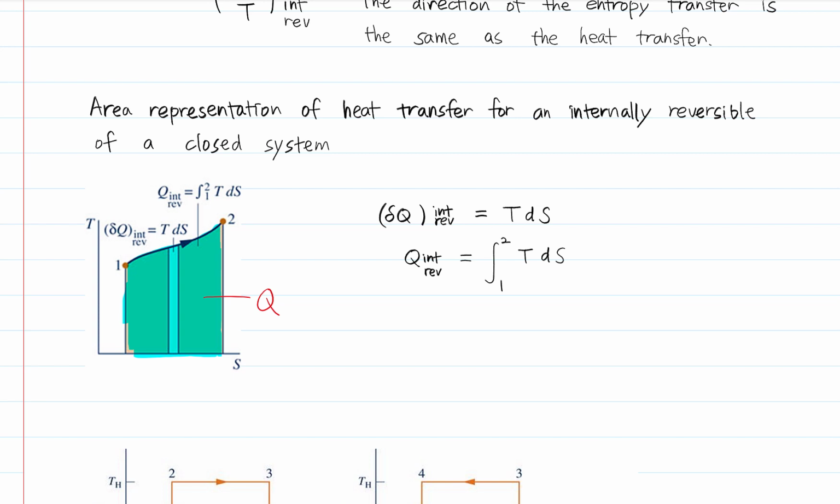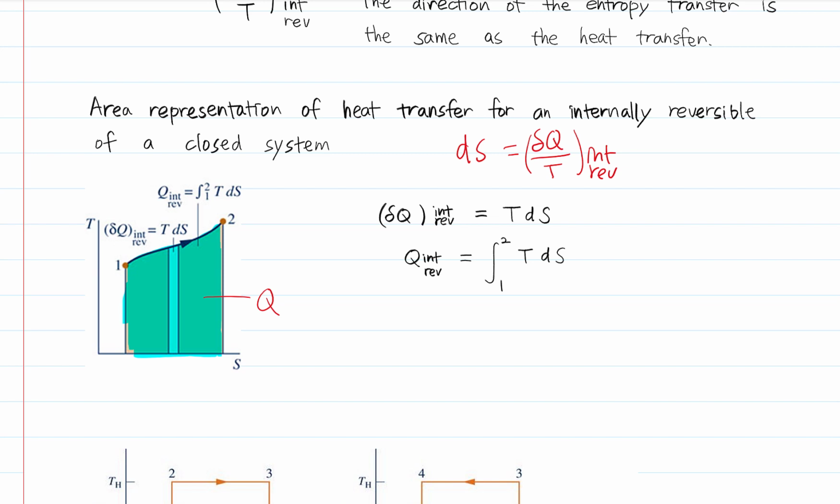Clausius inequality is expressed ds equals delta Q over T for internally reversible process. So delta Q can be written T times ds. Take the integral on both sides. Heat transfer Q for internally reversible process is the integral from the initial state to the final state of T ds.